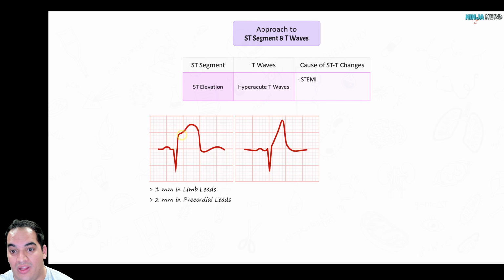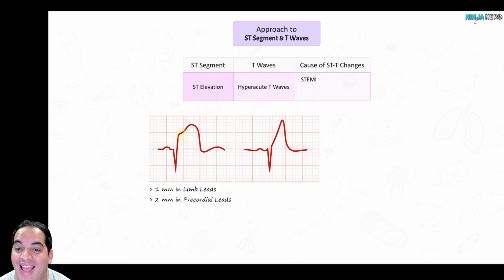Is it in 1, AVL, V5, V6, reciprocal changes seen? That could be some type of lateral STEMI. Is it in 2, 3, AVF? Reciprocal changes are seen. That could be an inferior. And if you see ST depression and T wave inversions with V7 to V9, the posterior leads, ST elevations, it could be a posterior STEMI. In all of these scenarios, you should rule those out first.